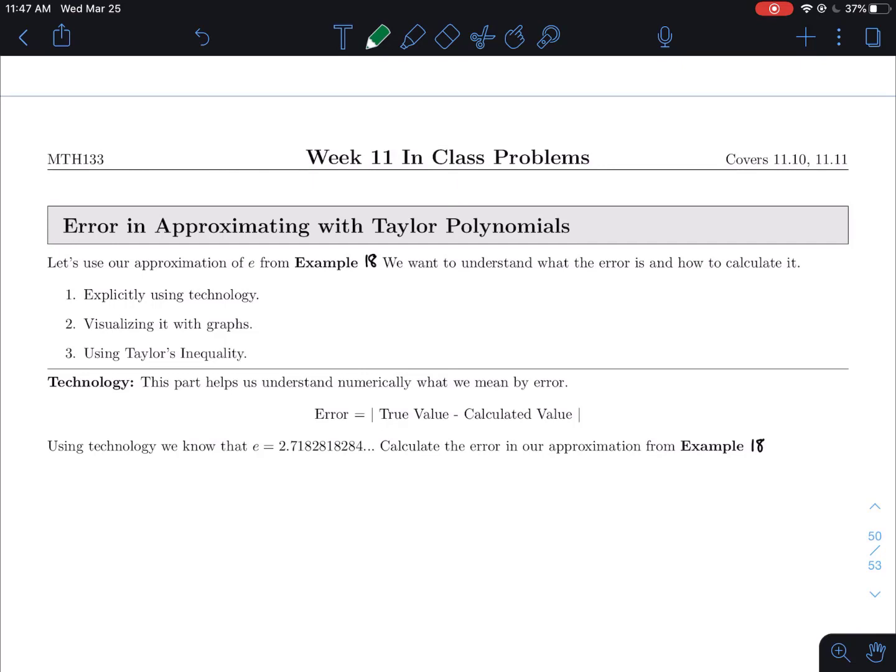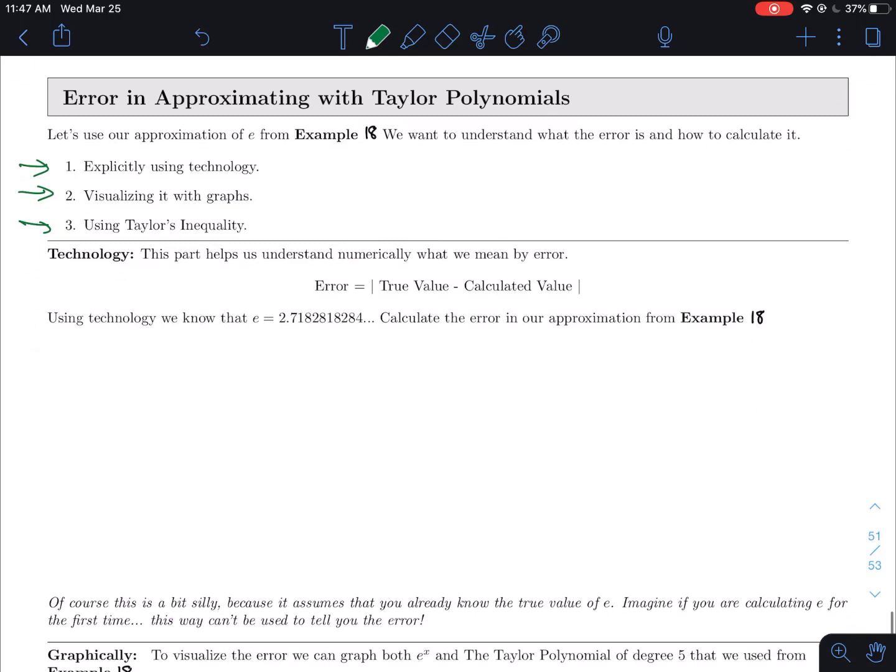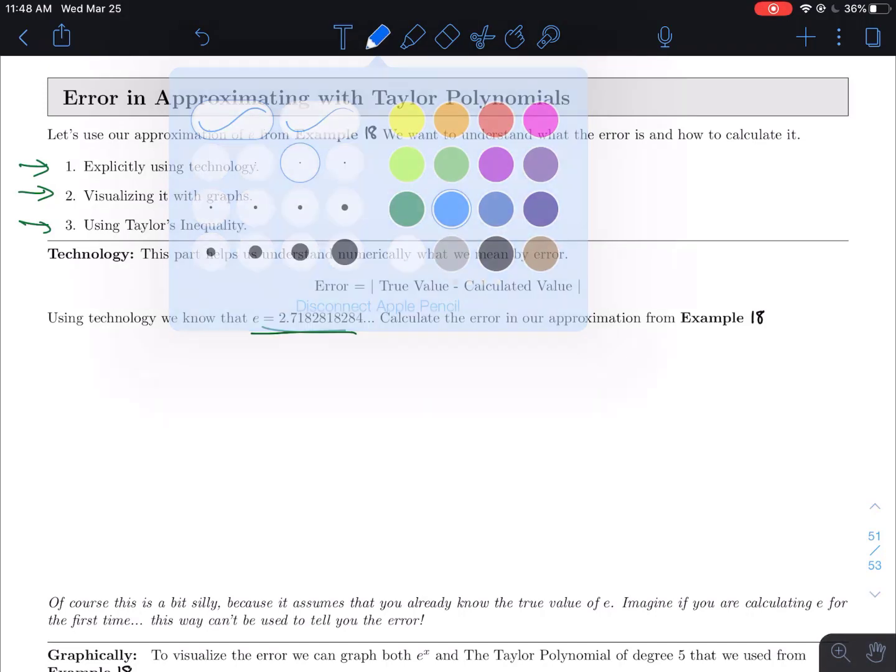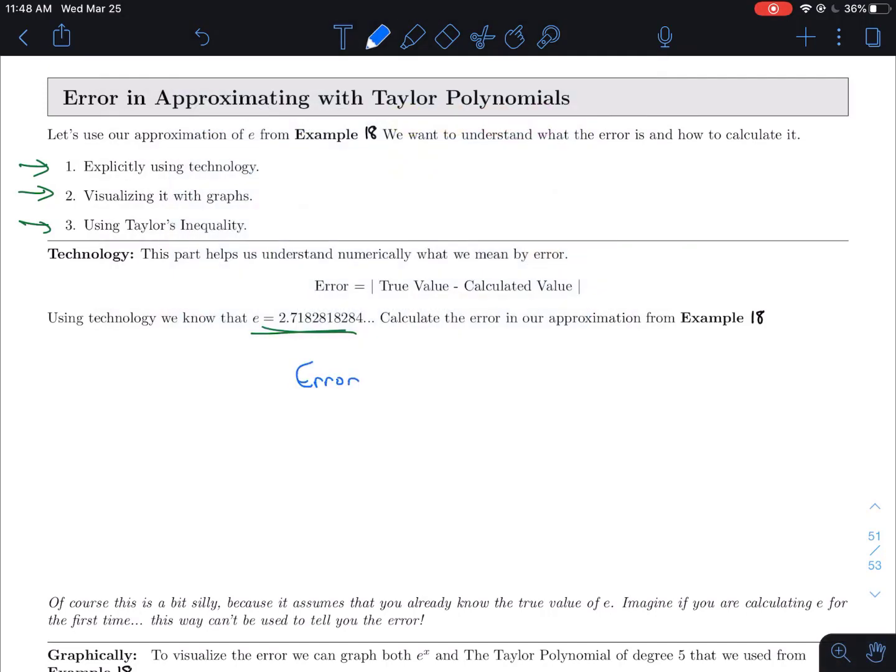So moving through this list: finding the error explicitly using technology, then we're going to visualize it, then we're going to use that complicated thing, Taylor's inequality. Numerically, the error is the absolute value of the true value, in this case e, minus the calculated value. If I apply this calculation here, before we were just eyeballing it, but the true value was 2.7182818, and so on and so forth.